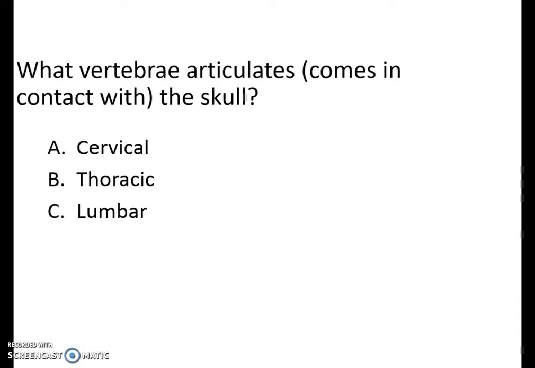All right, so now we've gone through all of the features on the typical vertebrae, and you should be able to locate them in lab. So I have a question for you. Think about the 3 sections of vertebrae. What vertebrae articulates, which means to come in contact with, the skull? Is it the cervical vertebrae, thoracic vertebrae, or lumbar vertebrae?